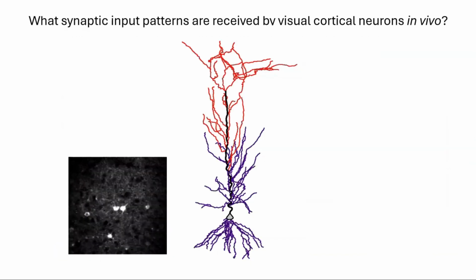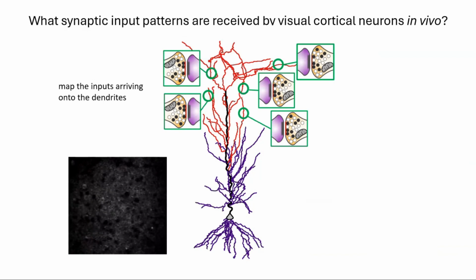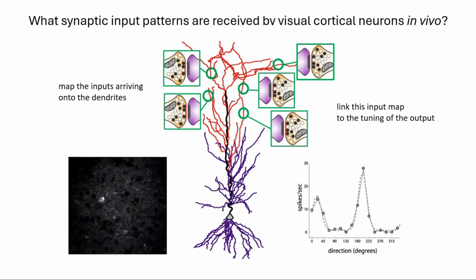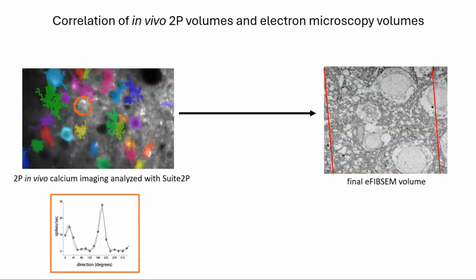To answer these questions, we need to do two things. First, to map the input arriving onto these dendrites, and second, link this input map to the tuning of the output of the neuron. For this, we need to investigate the neuronal circuit at a higher resolution. So we use electron microscopy for that. In this way, we have to correlate our in vivo two-photon volumes with the electron microscopy images.